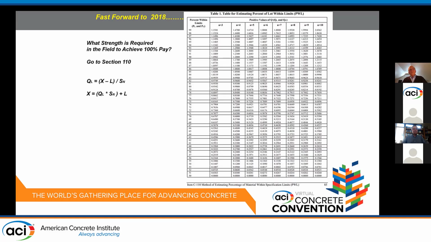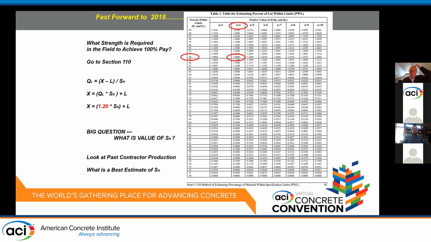So I go into section 110, I got 4 sublots, I'm looking for 90% pay. I need a QL equal to 1.2. So when I go through that handy dandy equation, my lot needs to have the lower specification limit plus 1.2 times the standard deviation for that lot. But now my big question, talking to the contractor, is what's going to be your standard deviation in the field when you produce this concrete?